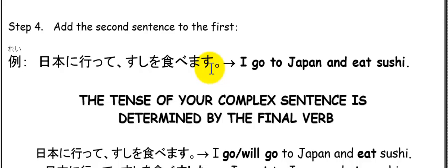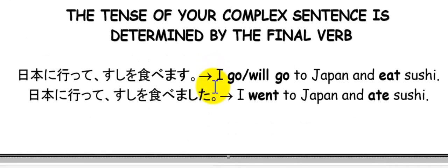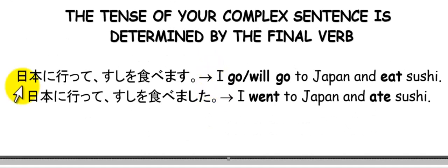Let's have a look what happens when you've got a past tense verb at the end. Here's the sentence we've just had. Nihon ni itte sushi o tabemasu. I go or I will go to Japan and eat sushi. But if we make this past tense at the end, then we get Nihon ni itte sushi o tabemashita. And the whole thing now becomes past tense. I went to Japan and ate sushi. And it's as simple as that.